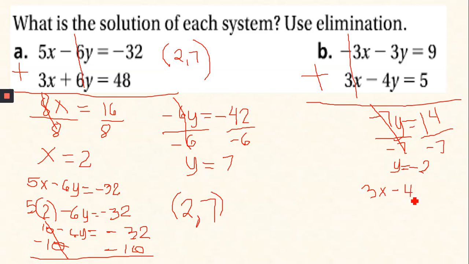This time, we will try to find for the value of x using equation 2. You have 3x minus 4y equals 5. So you have 3x minus 4. Substitute the value of y, which is negative 2, is equal to 5. Okay? So you now have 3x. Negative 4 times negative 2, that is positive 8, is equal to 5. Get the opposite of positive 8, that is negative 8.